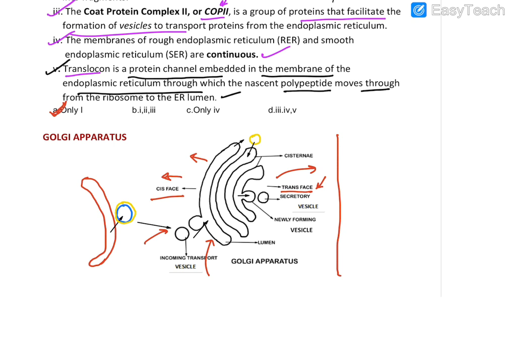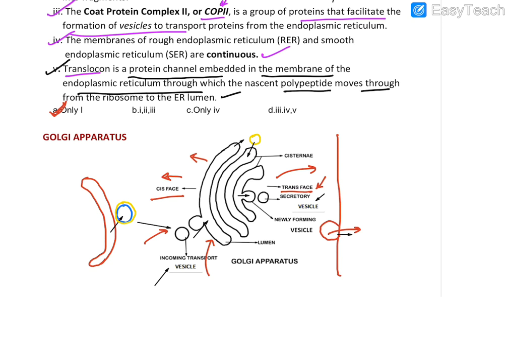Then this vesicle joins with, fuses with the plasma membrane, and its contents are released outside. Such a vesicle that comes out of the Golgi apparatus, we call it a secretory vesicle, and the one which joins the Golgi apparatus, we call it an incoming transport vesicle. Later that protein will be sent. That process we call secretion.